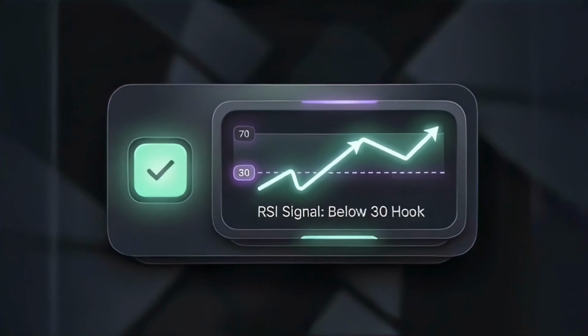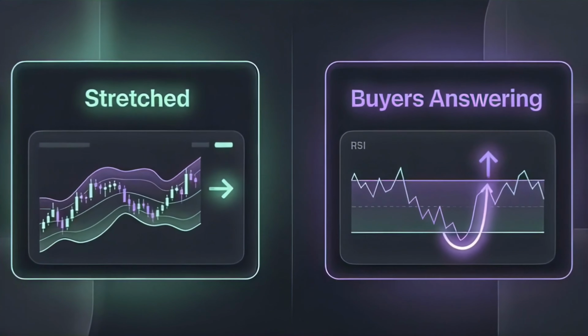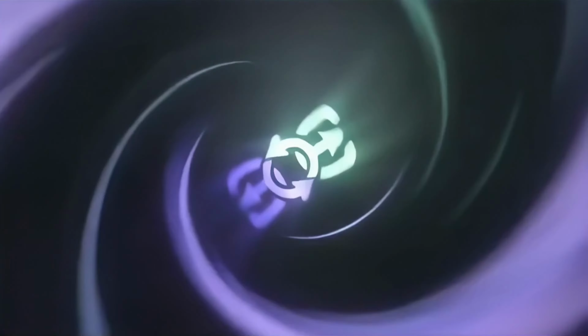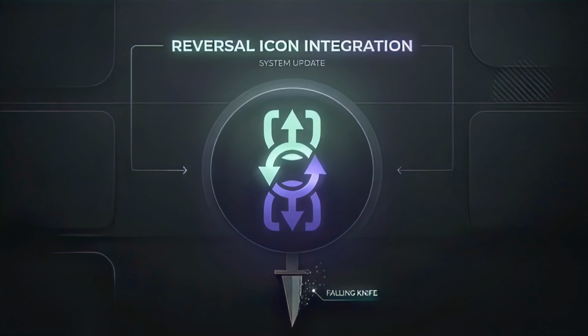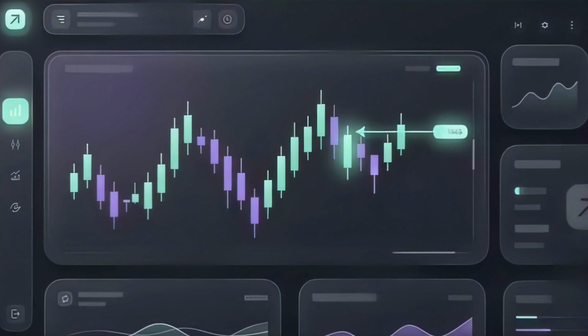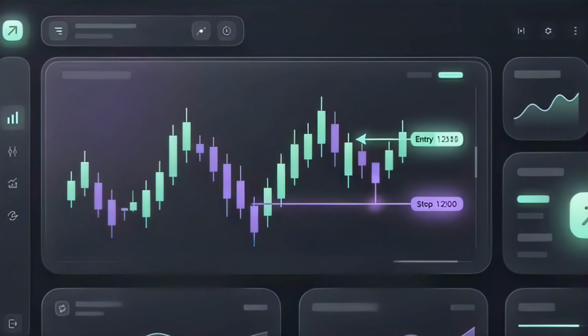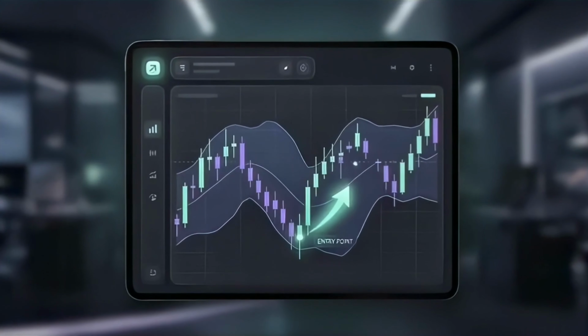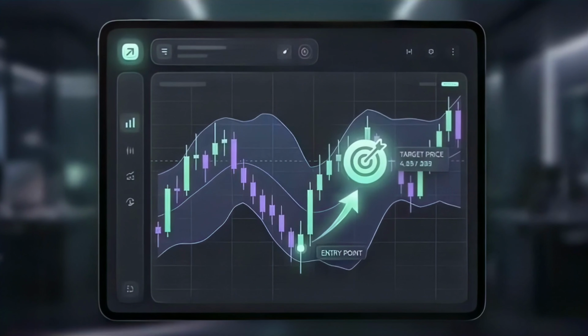The band tag says price is stretched. The strength index turning up from oversold says buyers are actually answering. Only when both happen together do you have a reversal instead of a falling knife. Enter on that close back inside the band, stop just beneath the low of the stab, and target the middle band, the basis line, as your first objective.